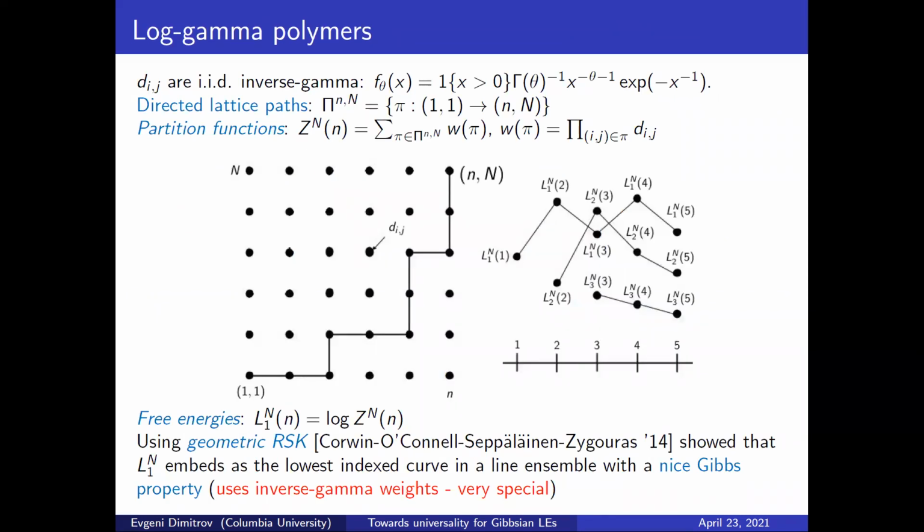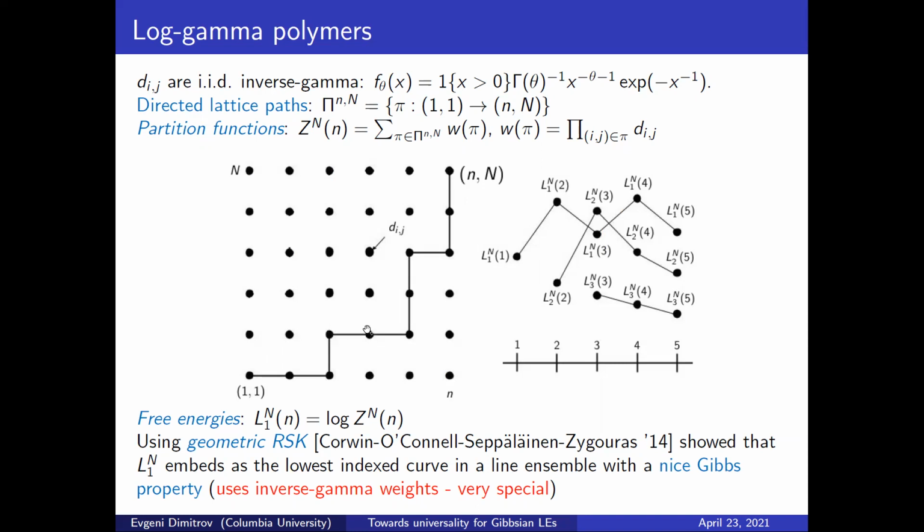So the log gamma polymer is built from an infinite array of inverse gamma random variables. These random variables depend on a positive parameter theta, and they have some density. They're positive random variables. It's not important what this density is, but I wrote it down just in case we're interested. So from these IID variables, we're gonna build a partition function. So how do you do that? You first consider all possible upright paths that connect the point (1, 1) to the point (n, N). These paths follow adjacent sites on the integer lattice, always going to the right or up.